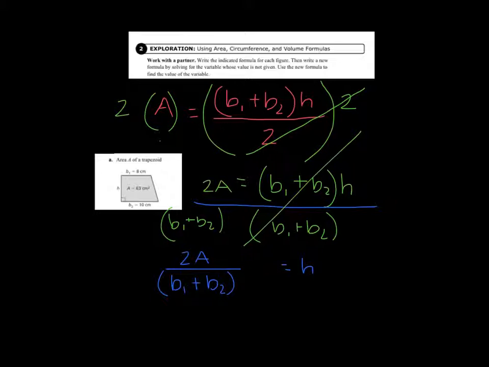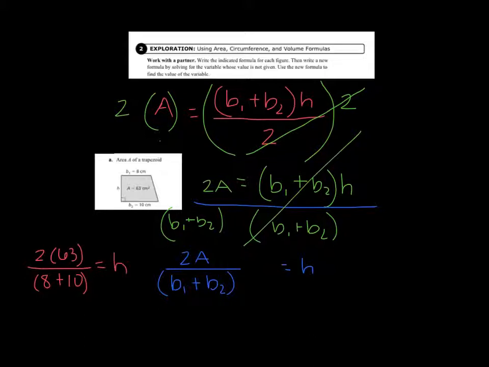All they want us to do is plug in the values that they gave us. So we don't know h. If you notice in the picture right here, h is all by itself with no number. But I do know base 1 and base 2, and I know A, the area. So I'm going to plug those values into this equation. So I have 2 times 63 divided by 8 plus 10, and that'll give me my height.